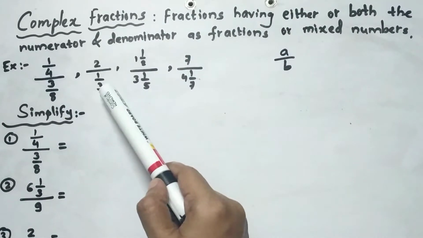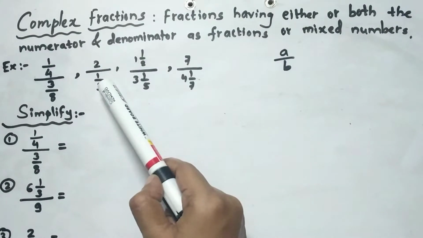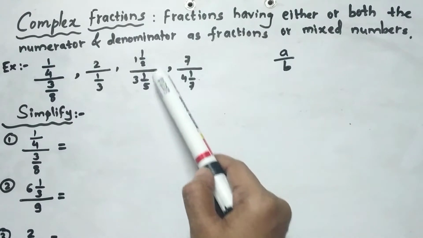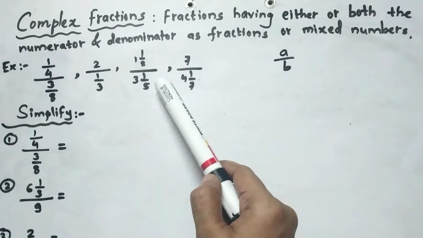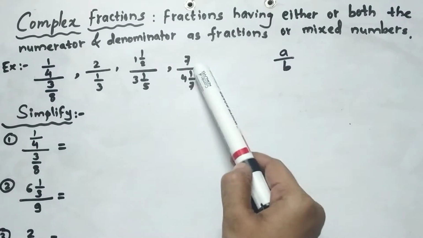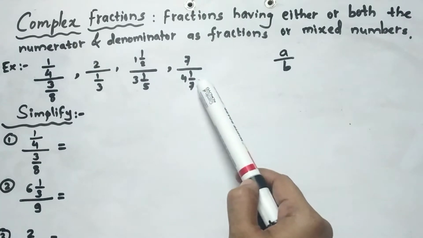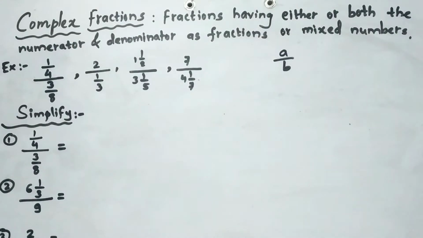2 by 1 upon 3. Here 2 is a whole number and the denominator 1 by 3 is in the form of a fraction. And here the numerator and denominator are both in the form of mixed fractions. 7 upon 4 1 by 7. In this case the denominator is in the form of a mixed fraction. So complex fractions are the fractions where either or both the numerator and denominator are fractions.